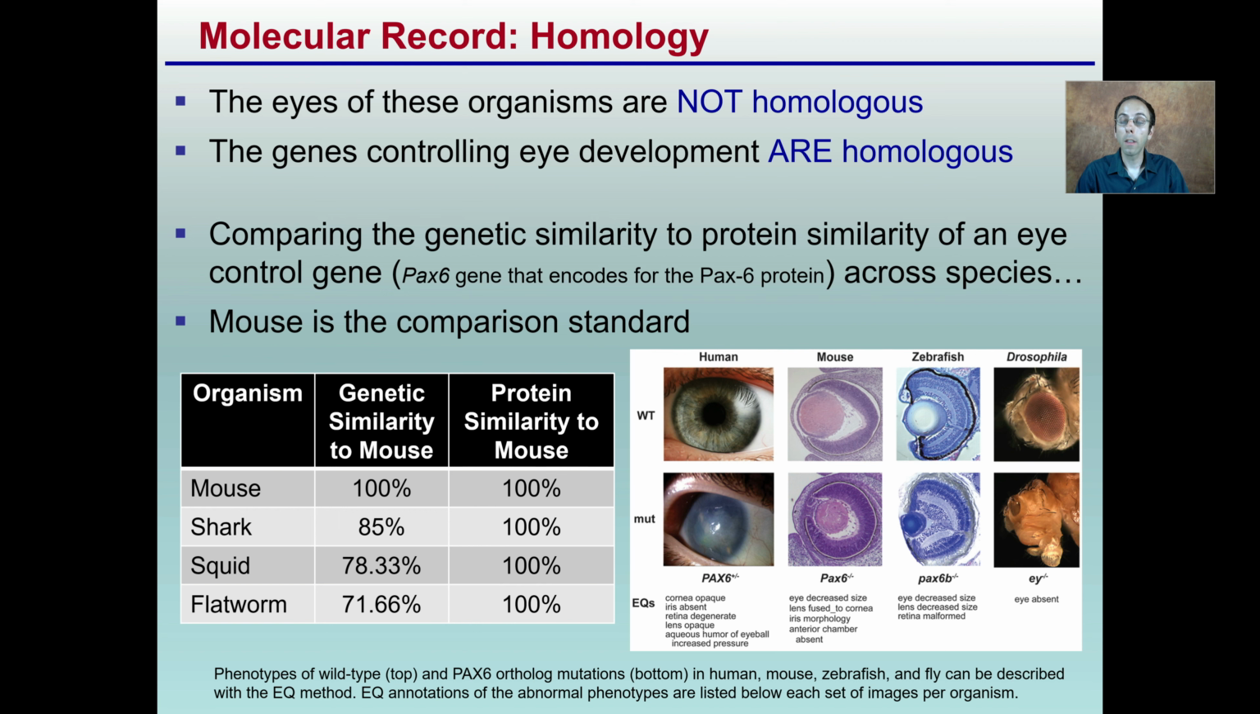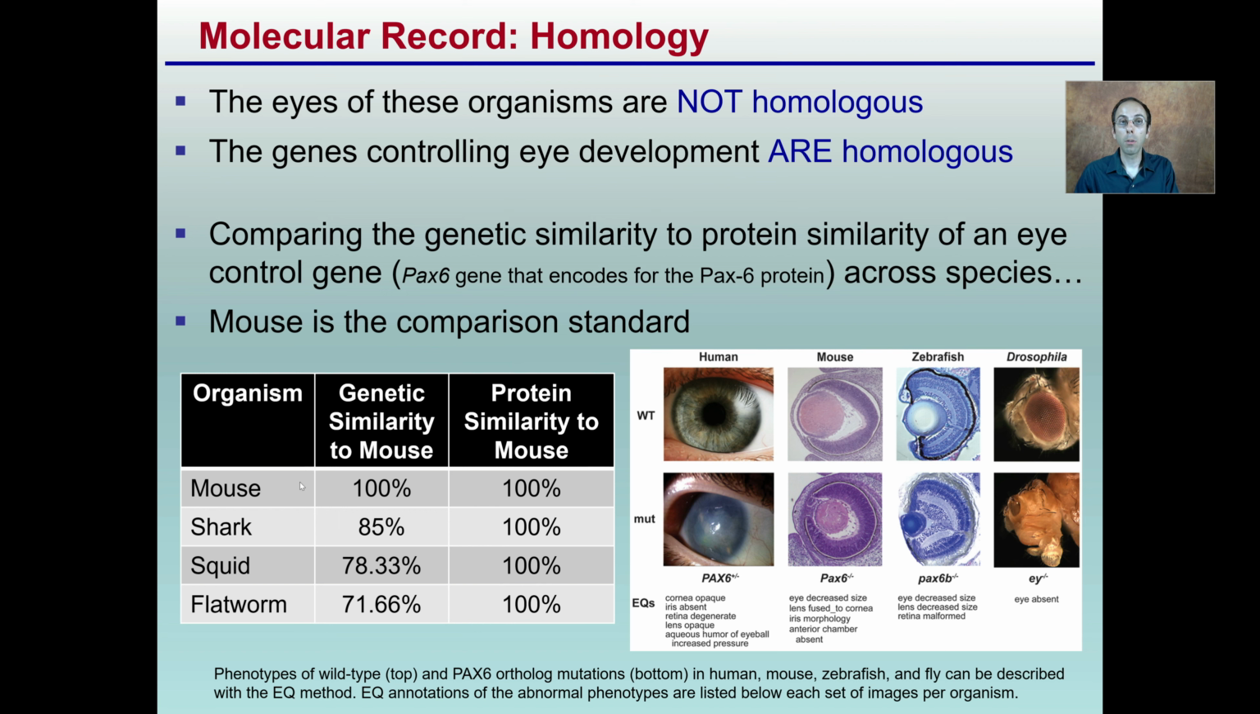The mouse is the comparison standard. So for example, the genetic similarity and the protein similarity. So protein similarity to the mouse between the eye of the mouse, the shark, the squid, and the flatworm is all 100%. However, what's different is the genetic similarity to the mouse. So this gets into genotype and phenotype. So genetic similarity to the mouse, the shark only has 85%, the squid a little over 78%, flatworm 71.6%. So we're seeing that there is some genetic variability, even though this protein is consistent throughout.